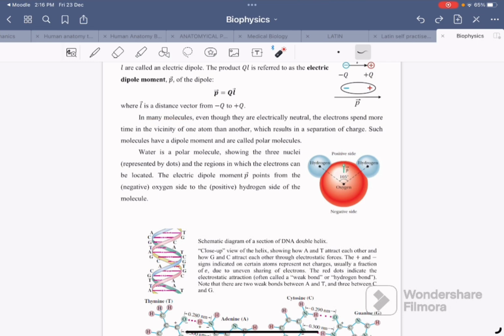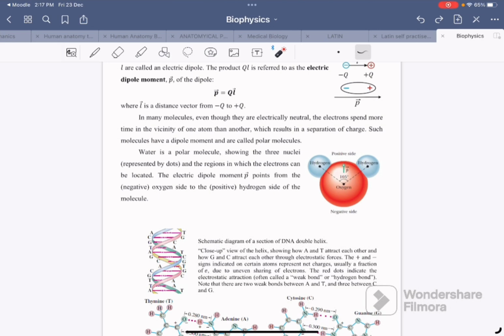So in a molecule, let's say this is a water molecule, even though they are electrically neutral, so the electrons spend more time in the vicinity of one atom than another, which results in the separation of charge. Such molecules have a dipole moment and are called polar molecules.